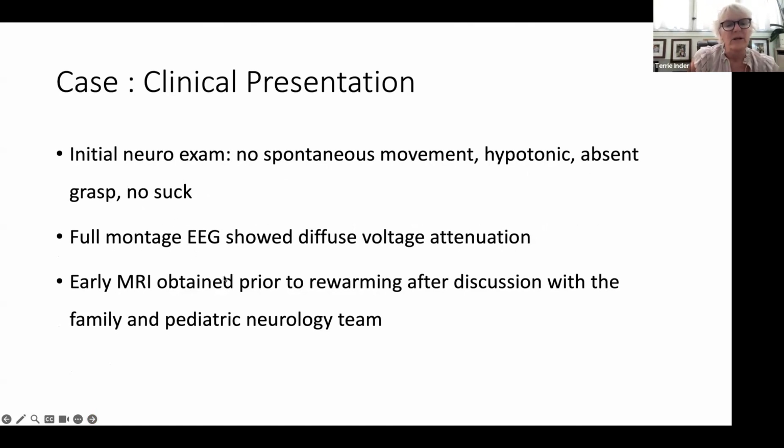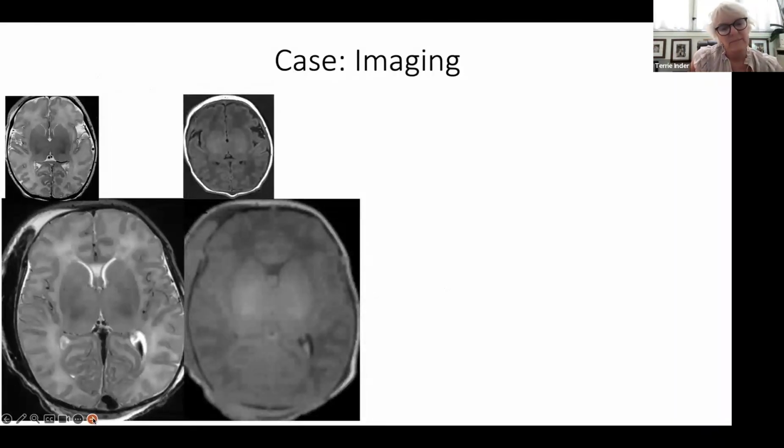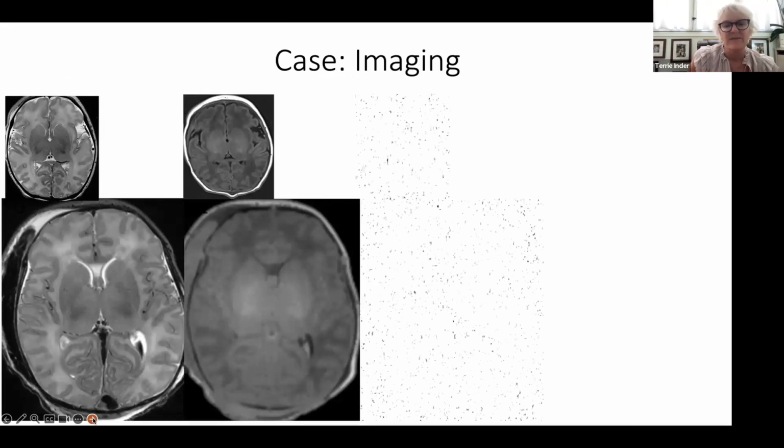And in addition, as I've already alluded to, the EEG was very helpful. It showed a diffuse voltage attenuation, which persisted beyond 24 hours. And so the family agreed to have an MRI done even before hypothermia had been completed to be able to understand what the prognosis may be, because both the exam and the EEG suggested there had been a severe brain injury. And indeed, you can see here on the T2, this being a normal and this being this baby, pretty much nothing to see. Here, the T1, also pretty much nothing really significant to see.